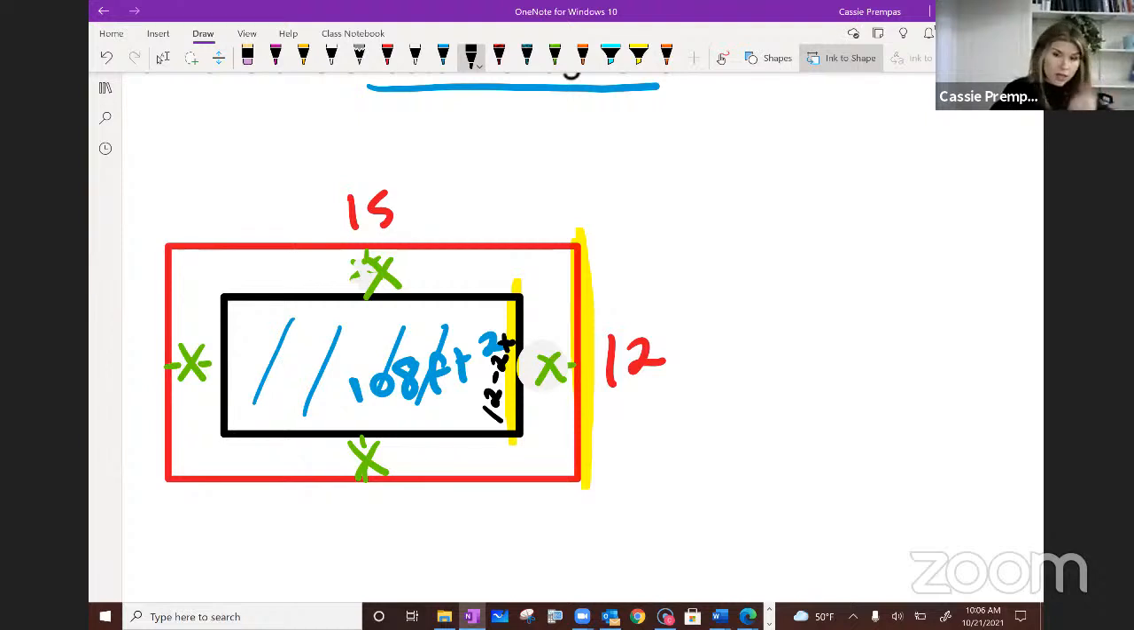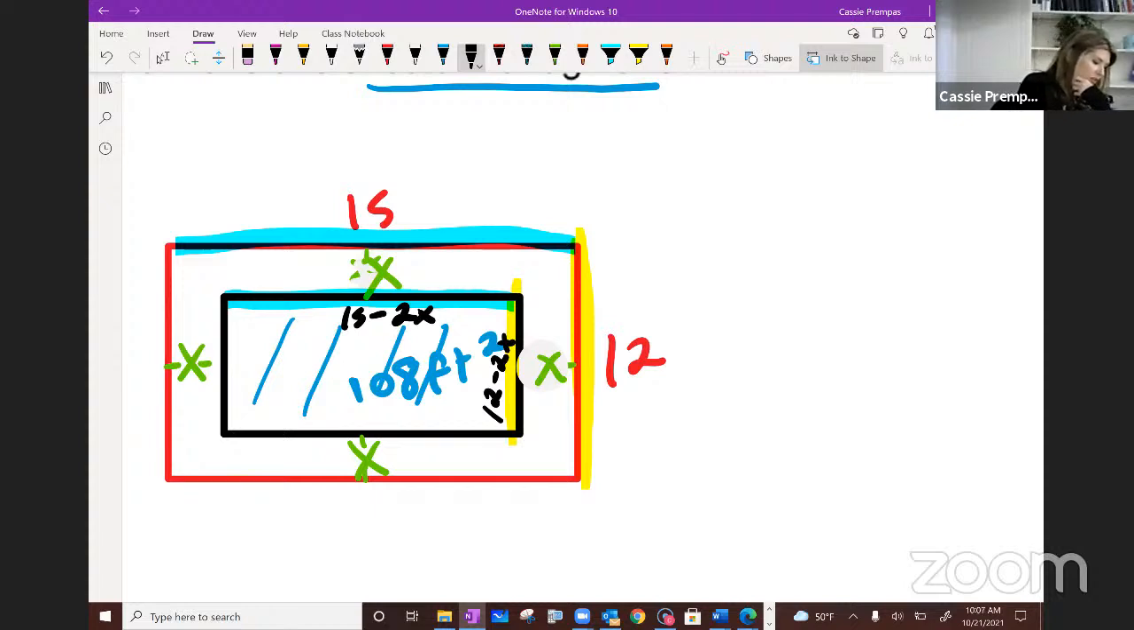Now, see if you can use that to help you determine what would be the length of the rug. Okay, hopefully you were able to see that it's 15 minus 2 uniform strip lengths, so 15 minus 2x.